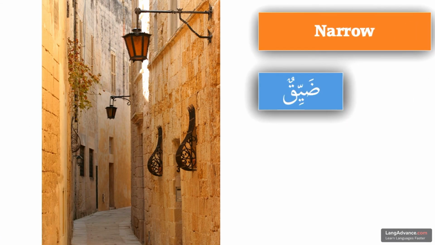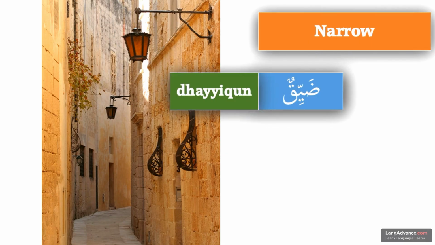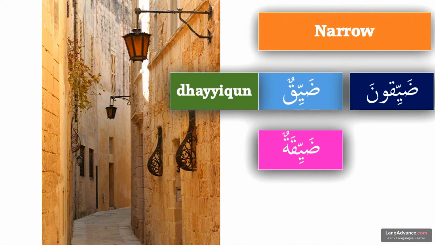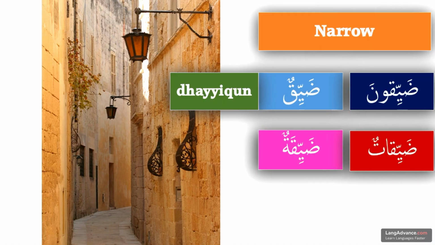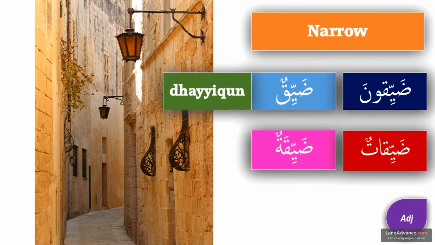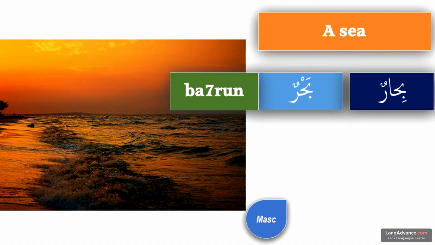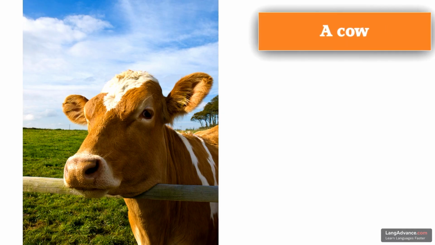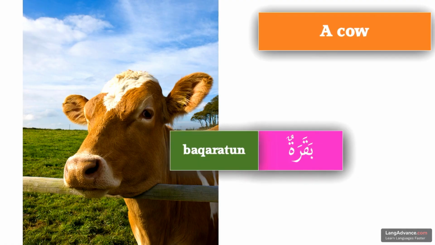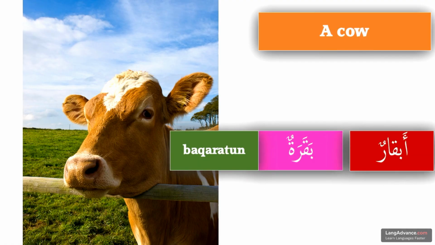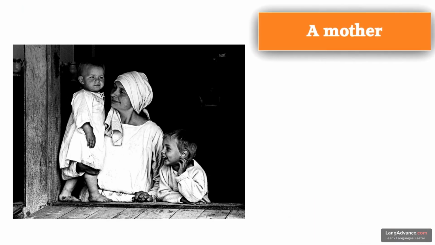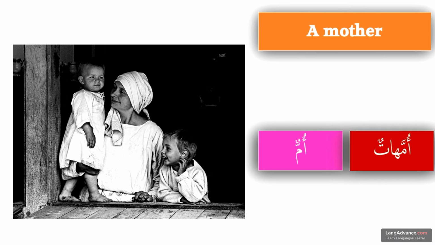Narrow, ضيق, ضيقون, ضيقة, ضيقات. A sea, بحر, بحار. A cow, بقرة, أبقار. A mother, أم, أمهات.